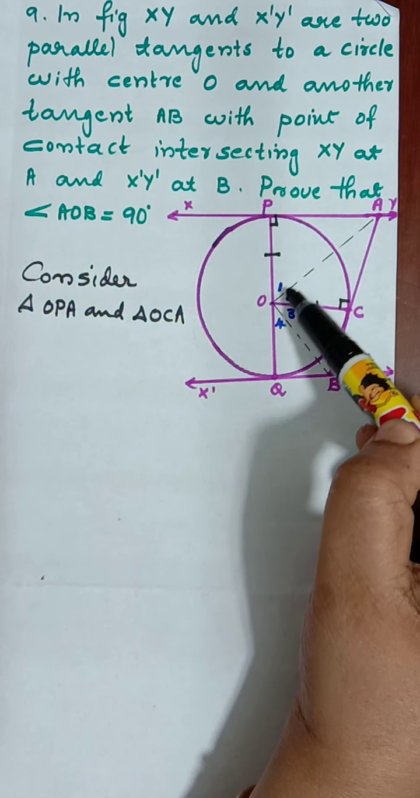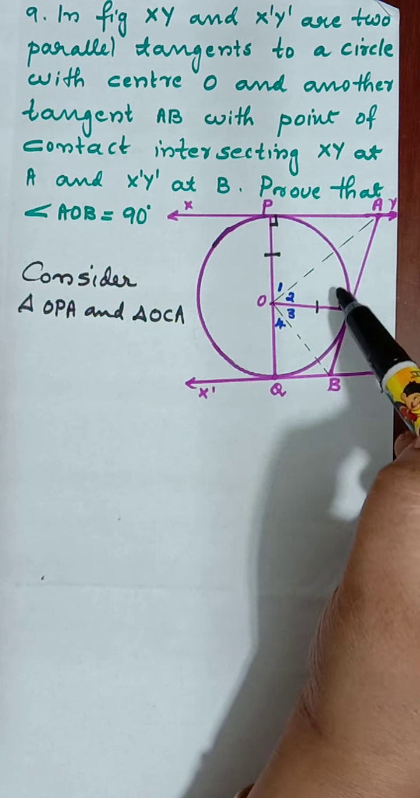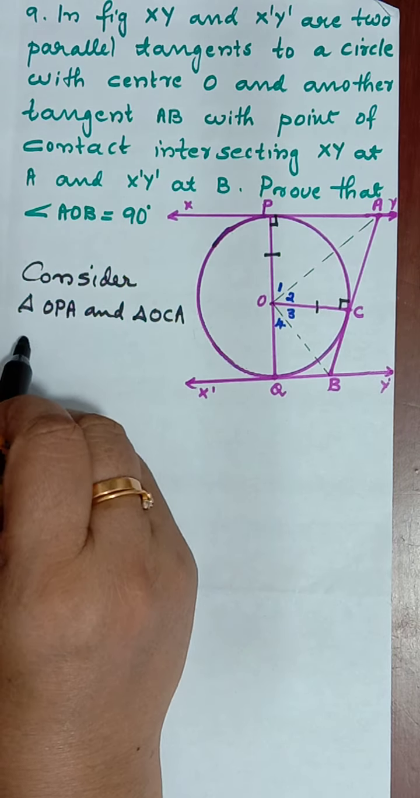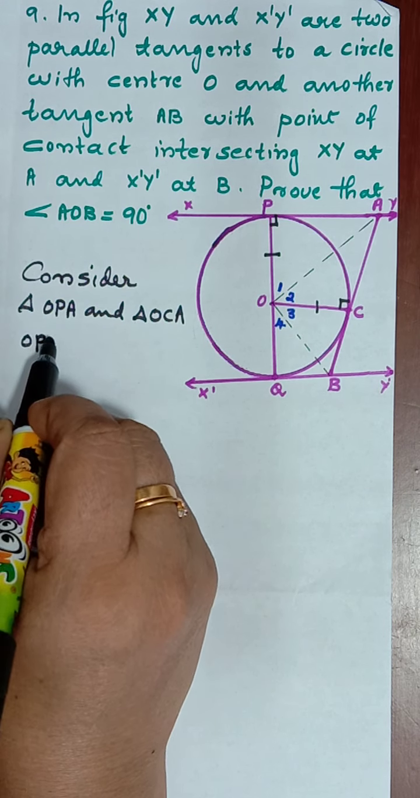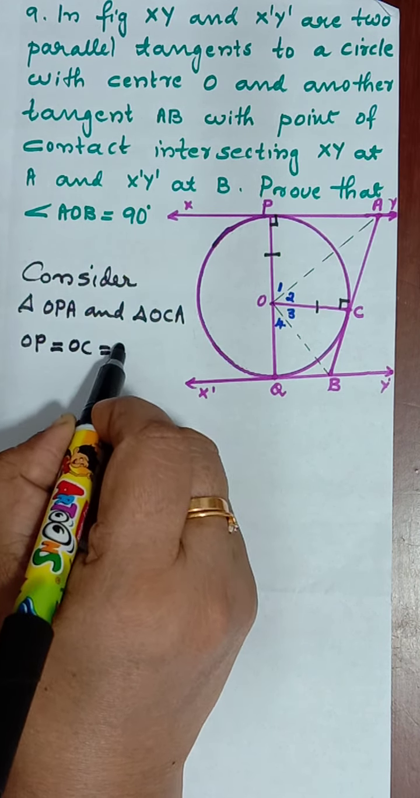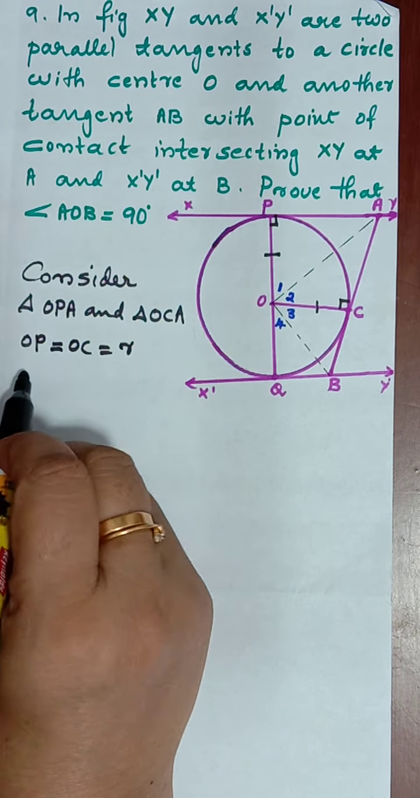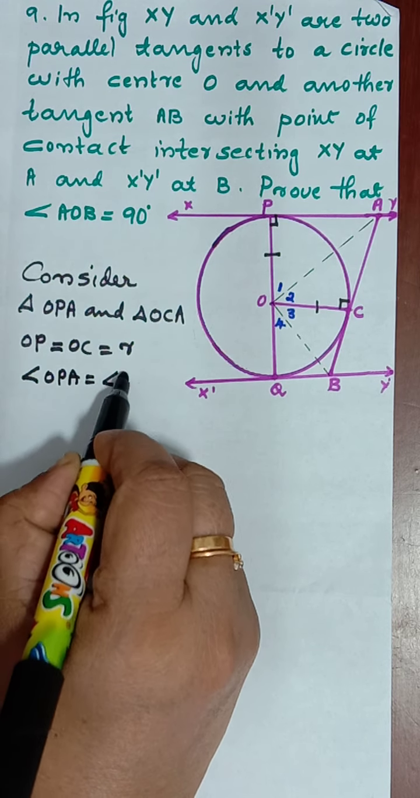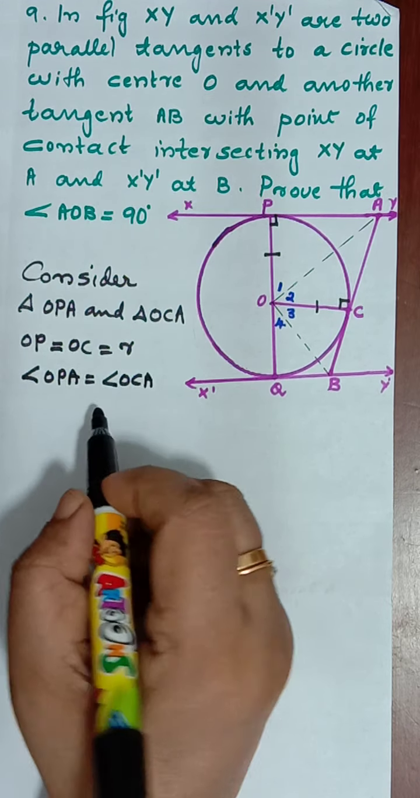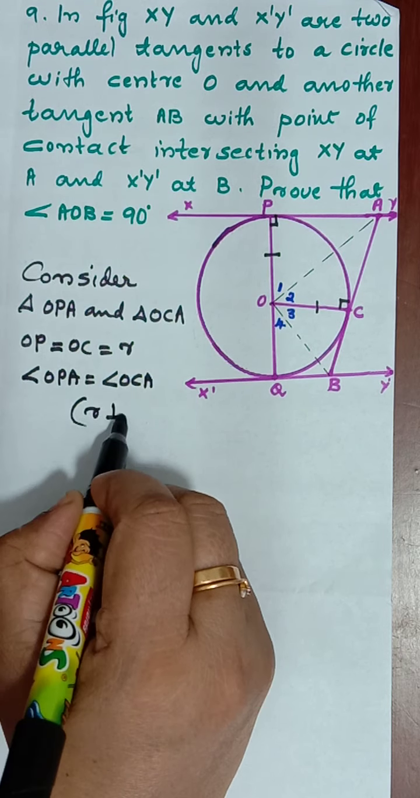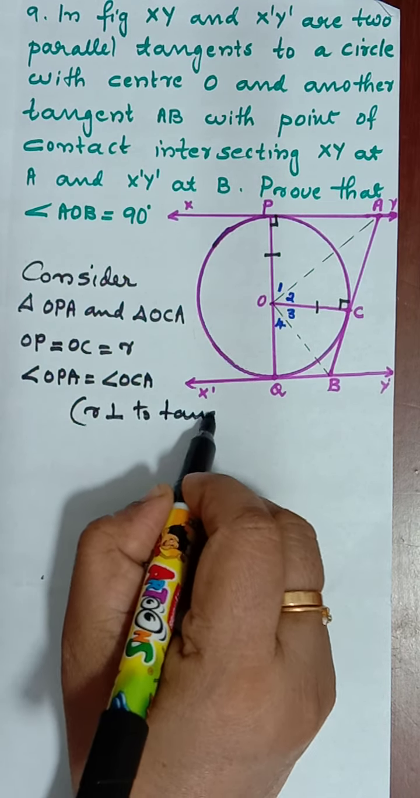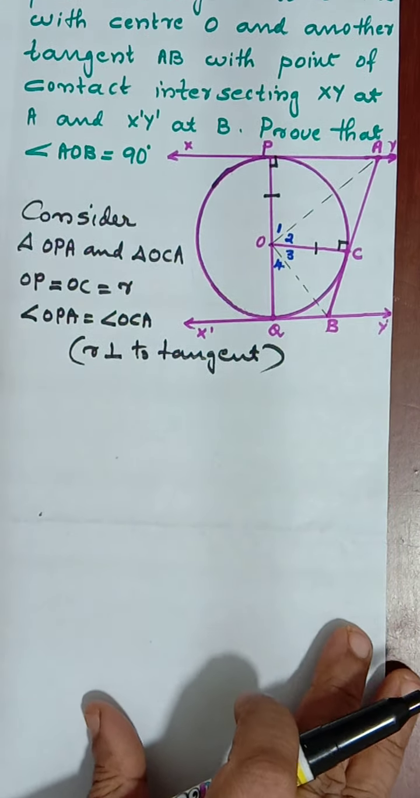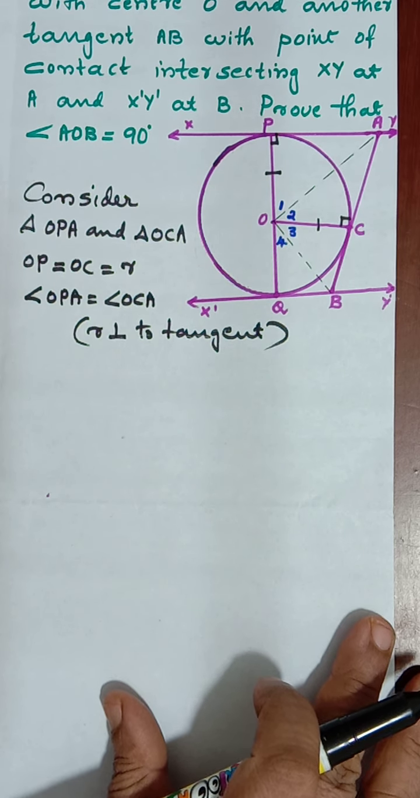Right angle, hypotenuse OA is common for both. And then comes the side. They are equal. So we have to write the parts as OP is equal to OC, radii of the same circle. Angle I can mention as OPA. Angle OPA equal to angle OCA, that is radius perpendicular to tangent at the point of contact. Radius perpendicular to tangent. For each step you have to write the reason. Okay. Now comes the third step.